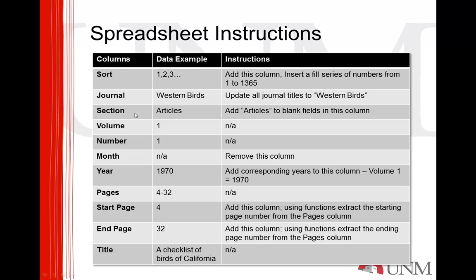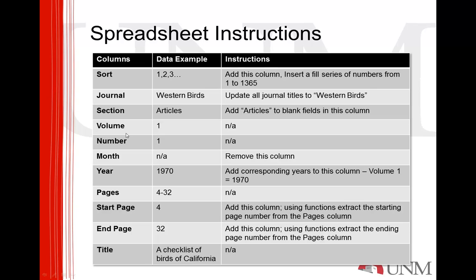Also, we need a section, a journal section. Within each issue, there are various sections. So there's reviews and editorials and notes and articles. Any of the raw data article records entered into the spreadsheet are going to have a blank data cell in the section column. So in your manipulated transform set of data, you need to include the term articles as the section that all of those blank cells came from.